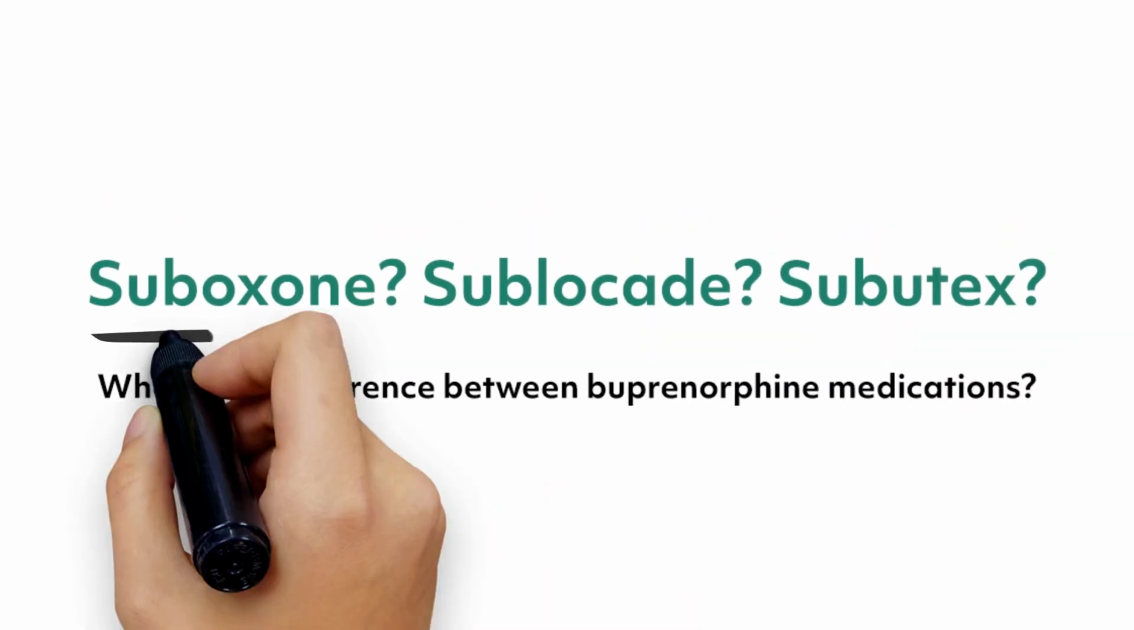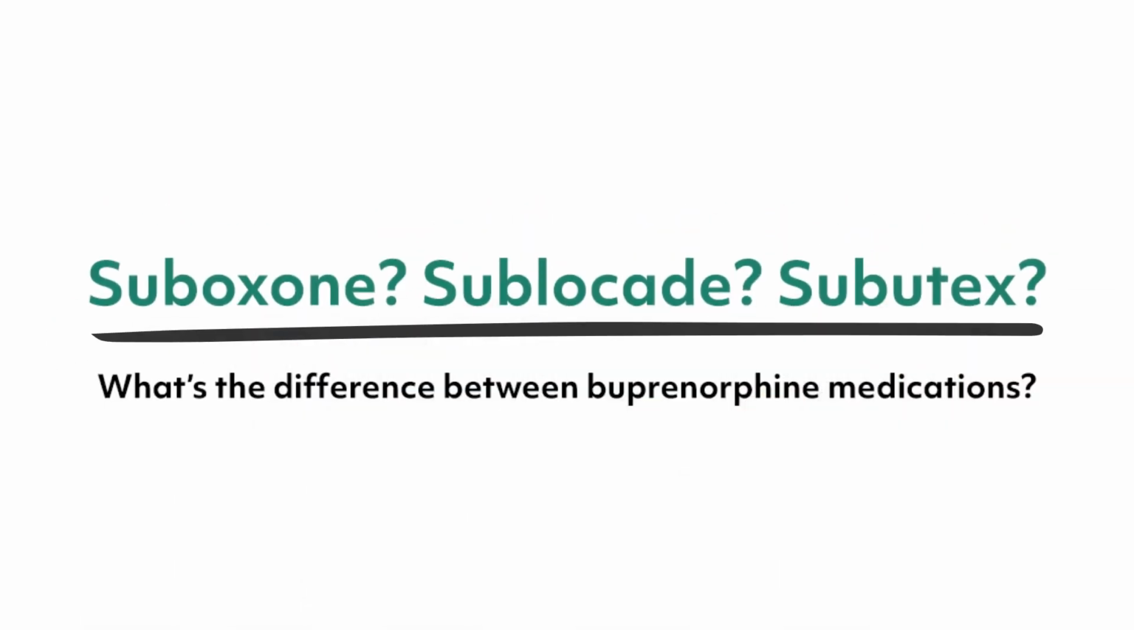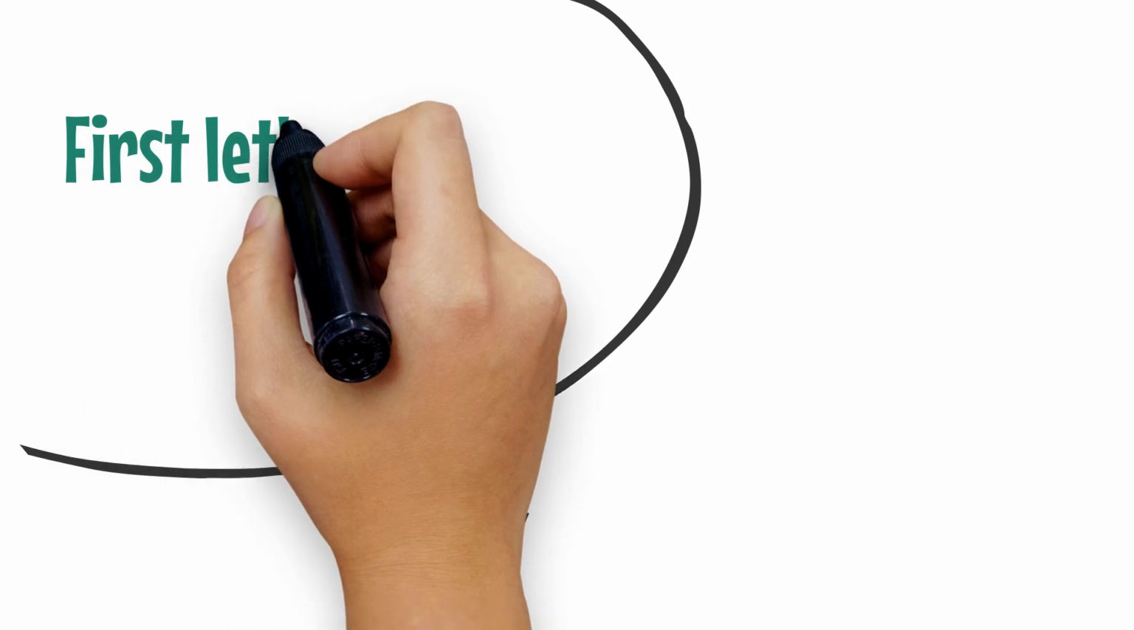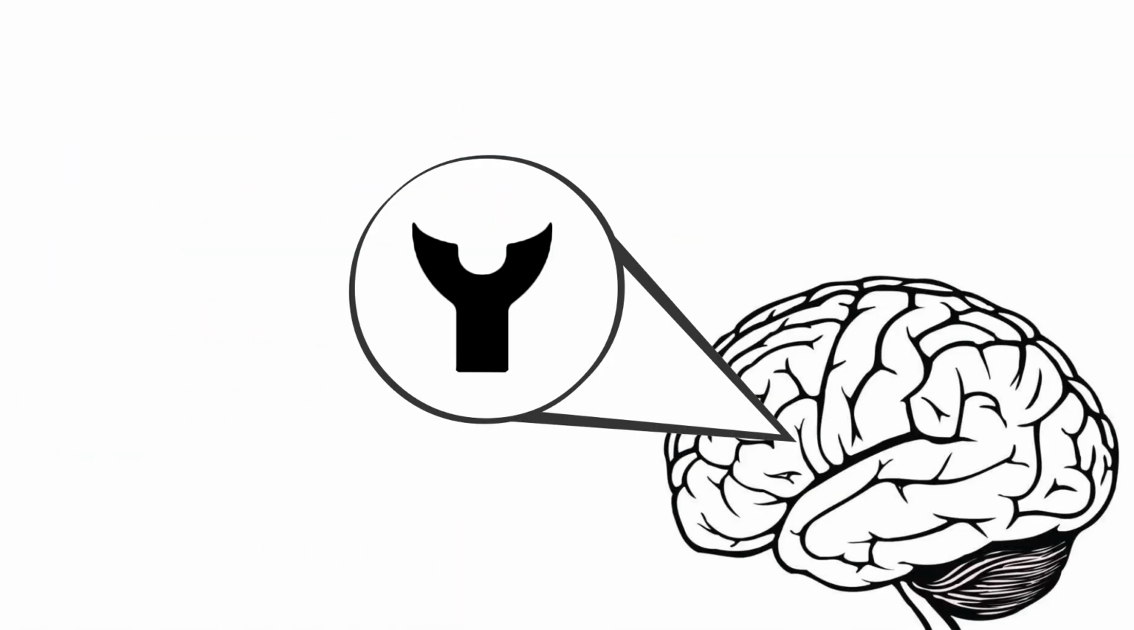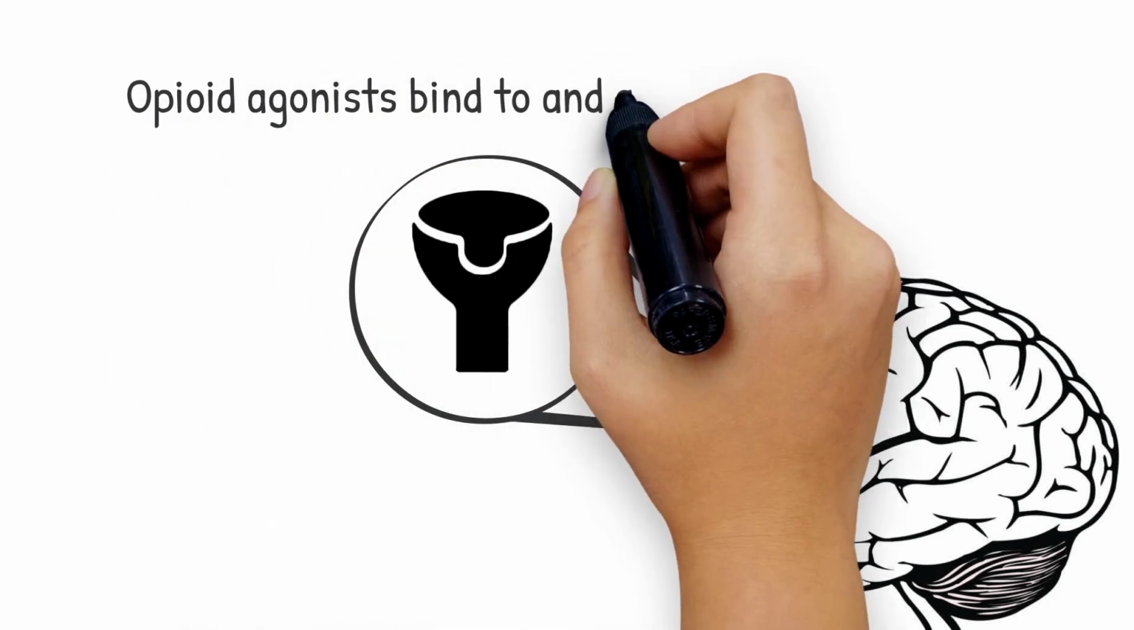There are a lot of buprenorphine medications on the market. You may be wondering what the difference between them is. Our look at buprenorphine medications is going to start with a look at opioids. A substance that binds to the mu opioid receptors in the brain and activates them is called an opioid agonist.